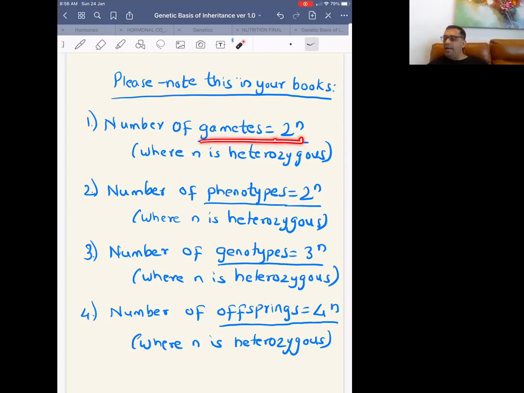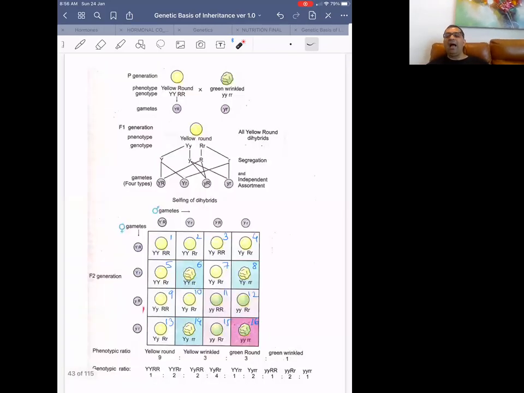चलो इसका एक एग्जाम्पल लेते हैं. Here we have a dihybrid test cross. So number of gametes from capital Y, small y, capital R, small r. How many gametes possible? 4.